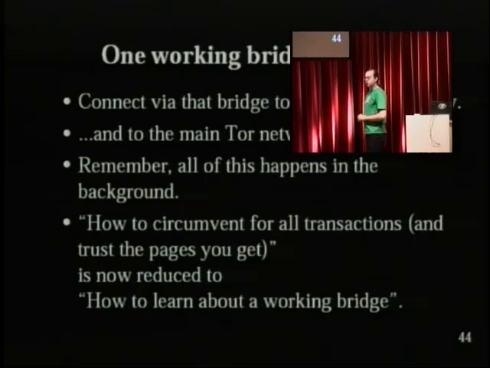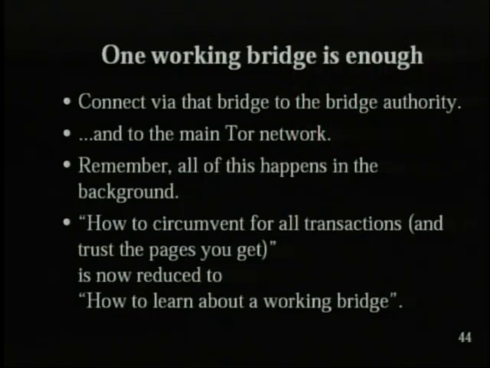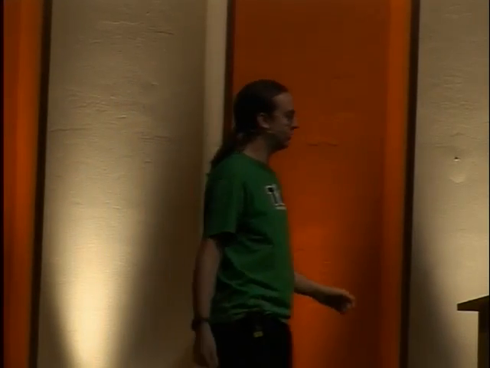One of the other key points here is once you have a working bridge, once the guy in China has some way to get to the Tor network and the bridge authorities, he's all set. He just uses that. He can get to the whole rest of the internet. He can get to the bridge authorities to get a few more bridges. So once you have one, you're in business. You've got a whole connection to the rest of the internet.